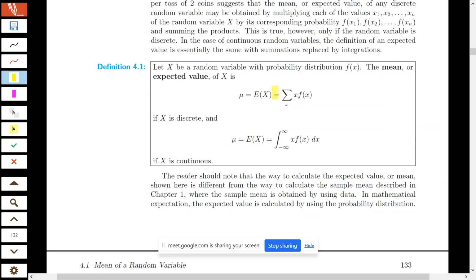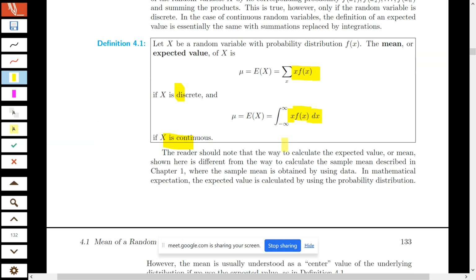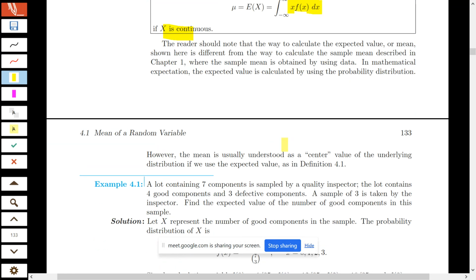Multiply each possible value of X with the corresponding PMF and add over all possible values. And if it is continuous, it is obvious that you multiply each value with the PDF, but because PDF is not a probability, you multiply by dx and then integrate over all possible values of X. Let's see how to apply these two formulas in an actual question.